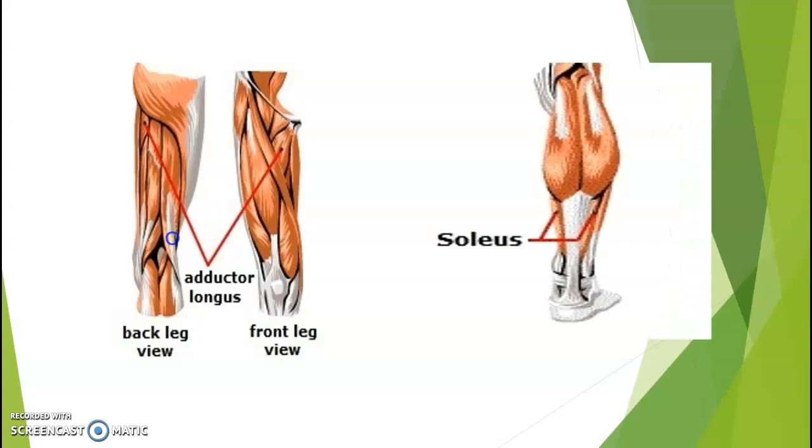Soleus. Located in the lower leg, the soleus runs from the lower leg bone to the heel. The soleus muscle flexes the foot by moving the foot at the ankle. It also helps circulation by pumping blood back toward the heart.